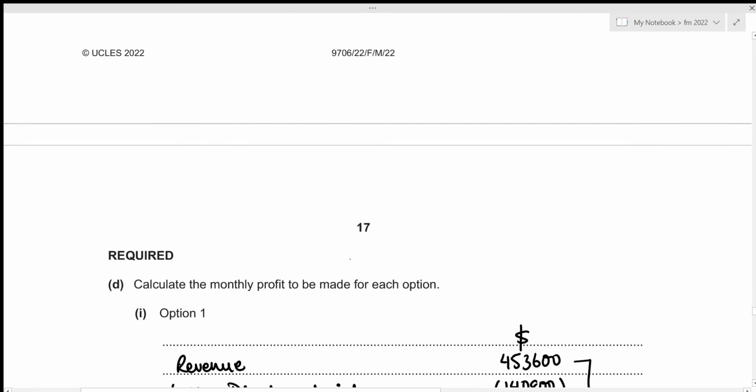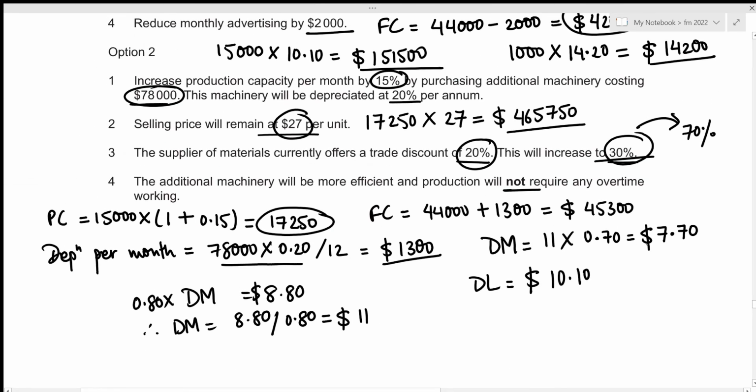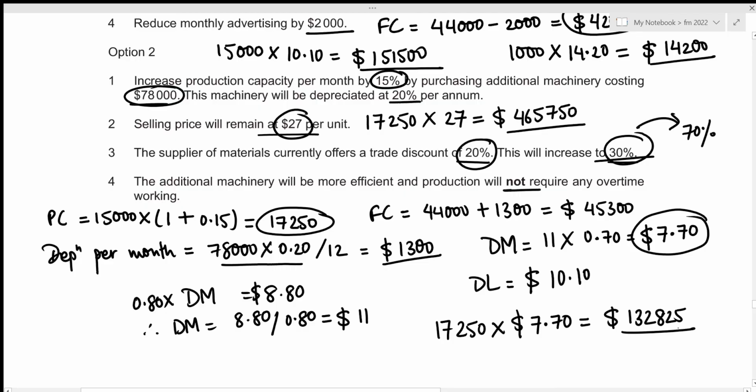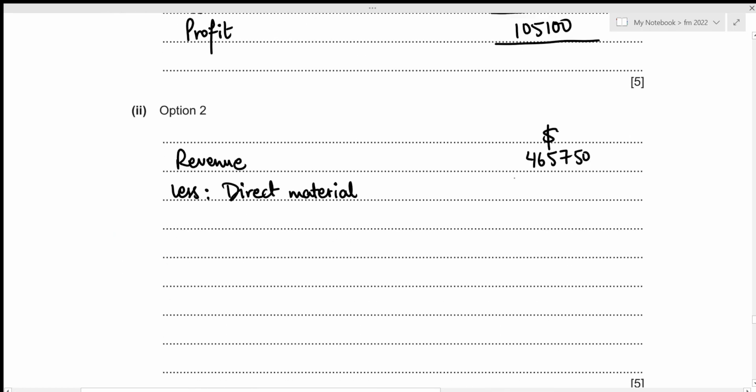Let's have a look above. We figured out our new direct material per unit to be 7.70. So the total direct material would be the number of units, which is 17,250, times the direct material rate per unit, which is 7.70. And this gives the total direct material under option 2 to have the value of 132,825. Let's record this in our statement. 132,825, and this is a variable cost, which means that this needs to be subtracted. So I'm just going to record this in a bracket.